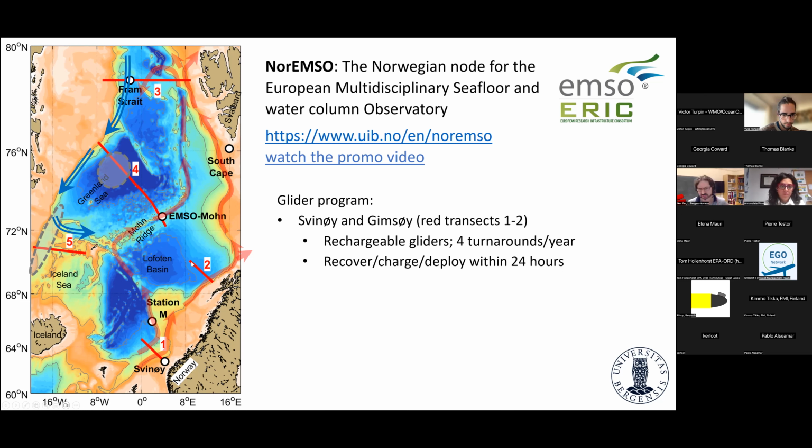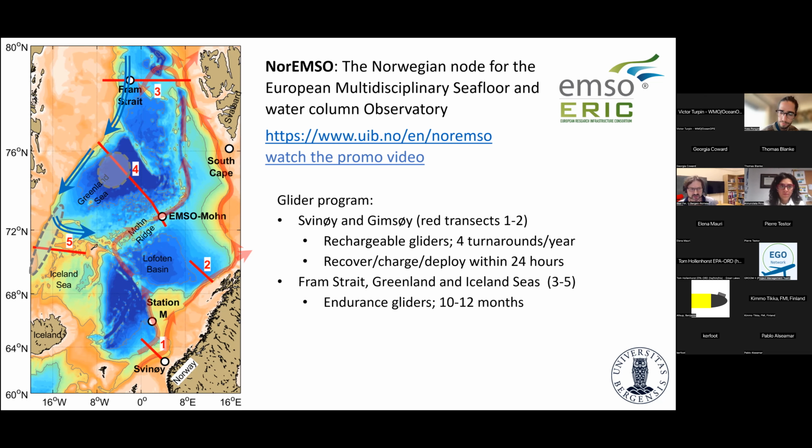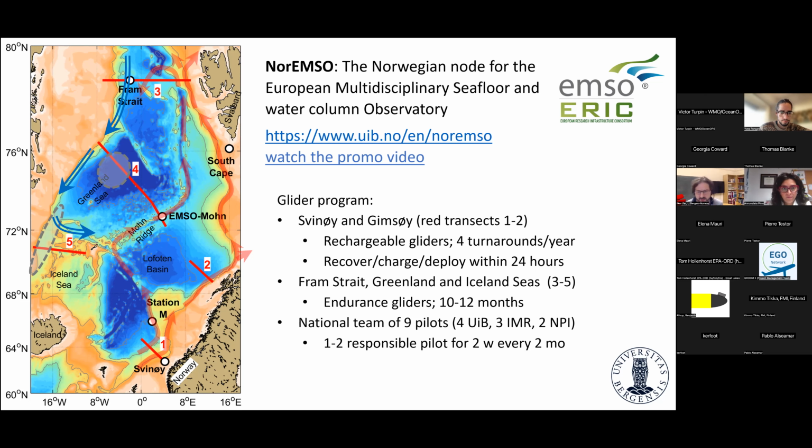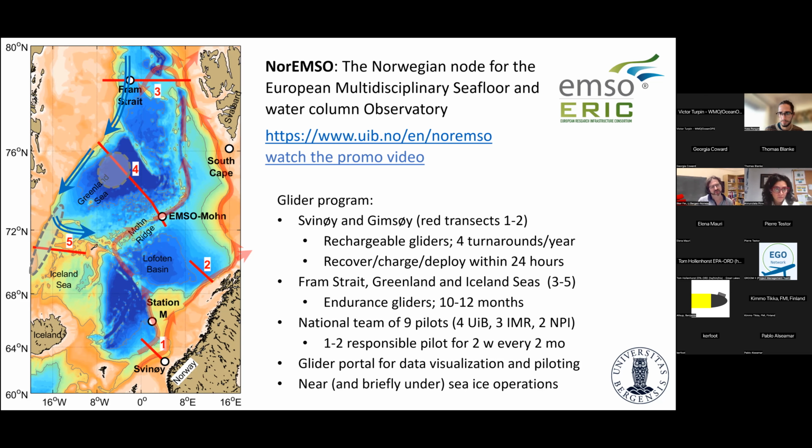They can be recharged and deployed within 24 hours. The other 3 sections are endurance sections, which we operate over 10-12 months time scale, and all these gliders are simply CTDs. We established a national team of 9 pilots, 4 from my university, 3 from Institute of Marine Research, 2 from the Norwegian Polar Institute. So we have a system that we can run 24/7 and have a nice portal for data visualization and piloting. And we typically operate close to the ice edge and sometimes very briefly under sea ice.